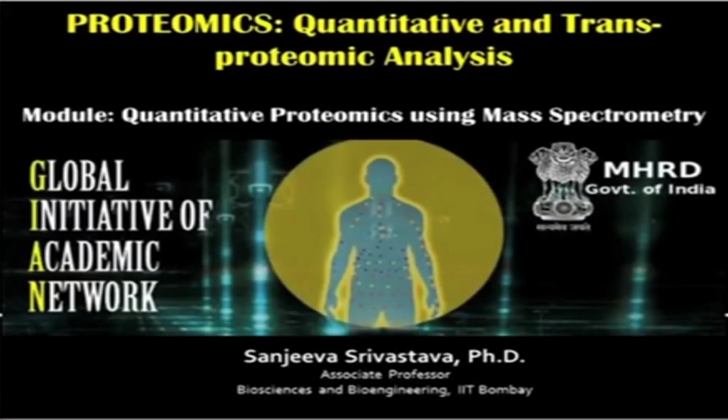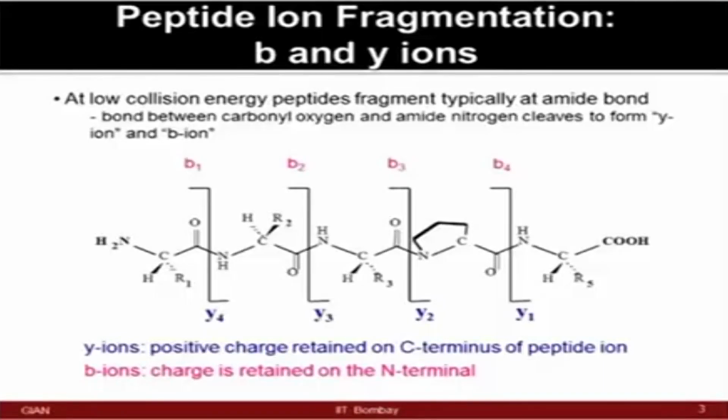Okay, so we are talking about quantitative proteomics using mass spectrometry, and we have discussed a variety of instrument platforms and a variety of approaches which one can use to do quantitative proteomics, right. As you know, during collision induced dissociation, when collision energy is applied, the peptide bonds are broken, and then you can see B ions and Y ions getting generated.